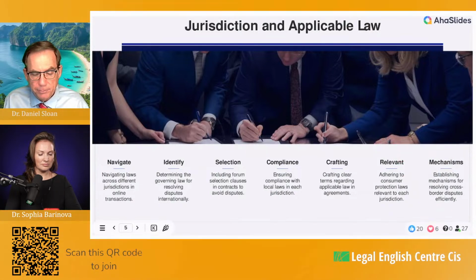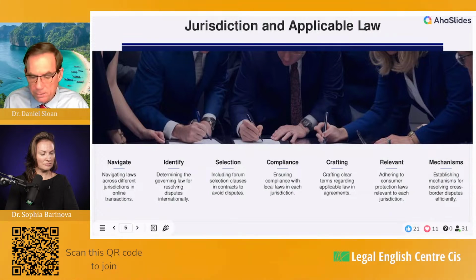And then crafting. Crafting is creating clear terms regarding applicable law agreements. Now that we've done our navigating, identifying, selecting, and ensuring that we can comply, how do we craft that into a clear contract and have clear terms? The next step would be relevant. We want to adhere to consumer protection laws that are relevant to each jurisdiction, ensuring that what we put into the contract is relevant for that particular jurisdiction on the local basis.